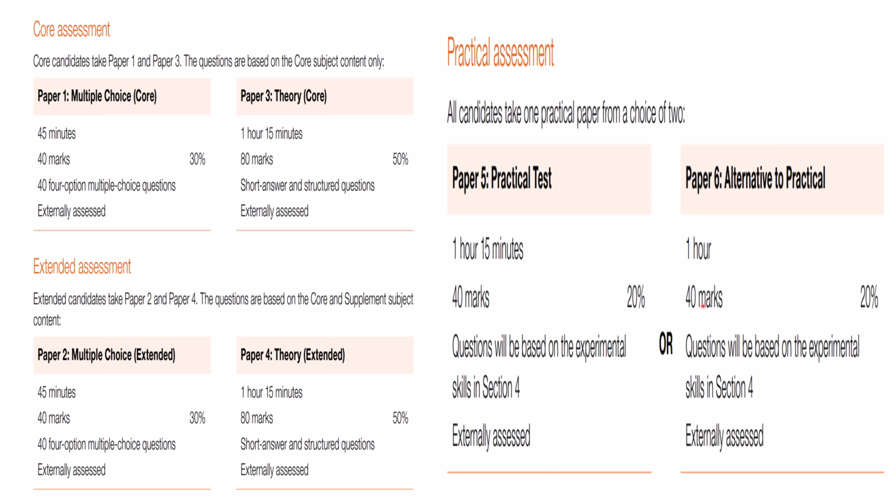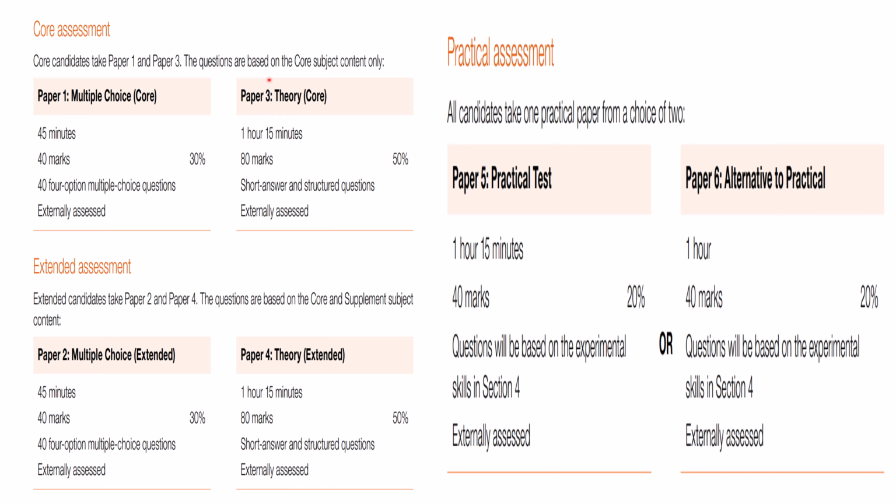Paper 6, alternative to practical. The duration is 1 hour. It also carries 40 marks and the weightage is 20%. Test practical skills on paper. Questions will be based on the experimental skills in section A. This paper is taken when lab facilities are not available.